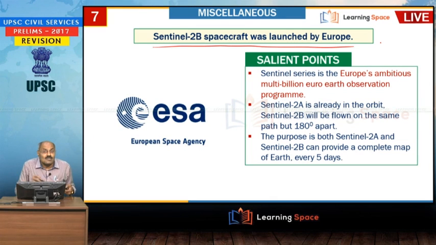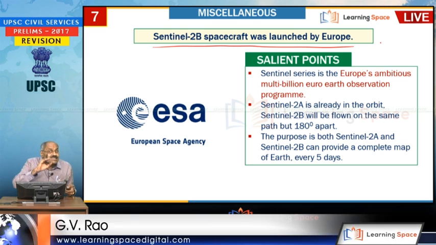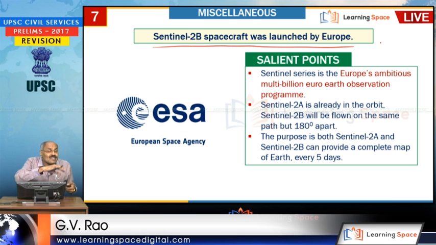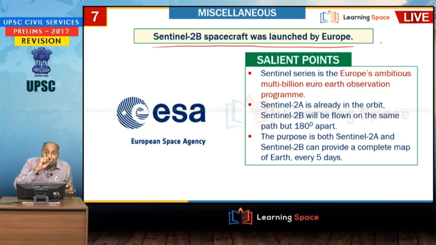Sentinel 2B spacecraft was launched by Europe. Then two things I would like to tell you. One is the Sentinel program of the European Space Agency, or you can say Europe's Sentinel program, and the second one is the United States of America's NASA's New Frontiers program. So, you should have a clear differentiation between both. First, let us look at the Sentinel series program. Sentinel is Europe's ambitious Earth observation program. This is Sentinel. If someone talks about it, it is Europe's program.